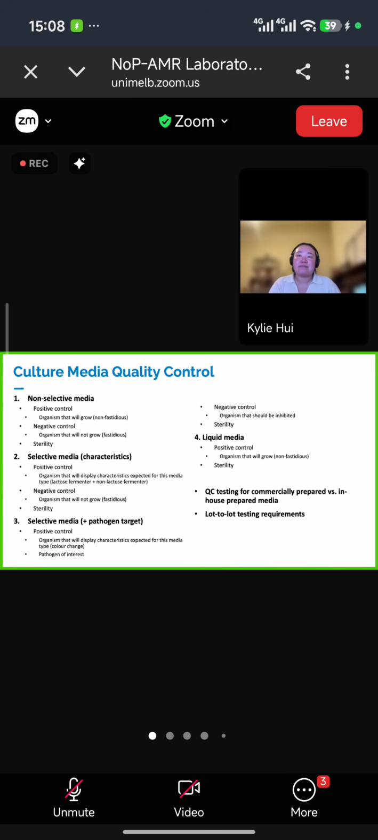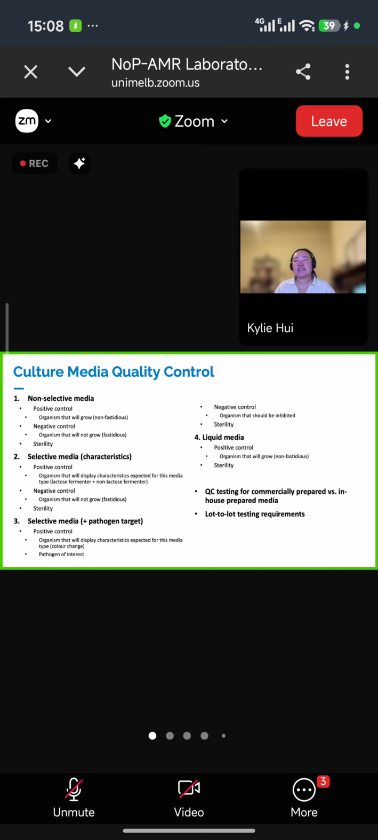A different type of selective media is when the media has a pathogen target. The positive control will be an organism that will display the characteristics expected for the media, for example, a color change. And more importantly, we need to include the pathogen of interest. I'll give you some examples a little bit later on. The negative control will be an organism that should be inhibited. And then lastly, sterility.